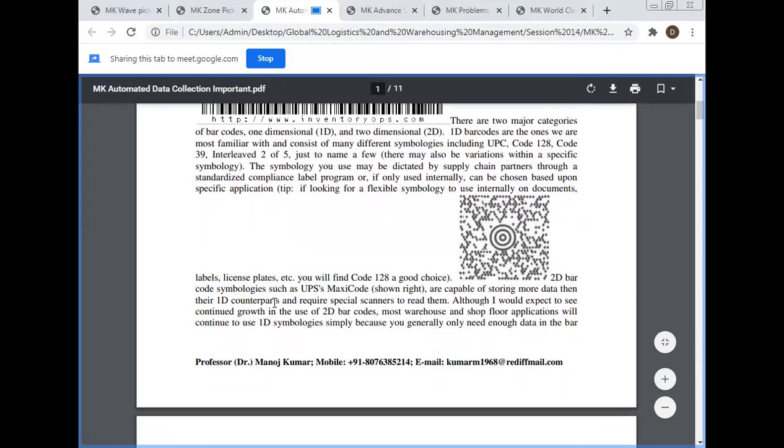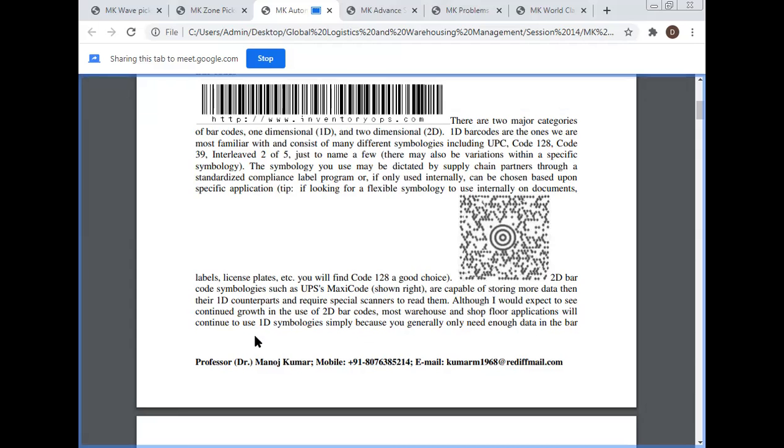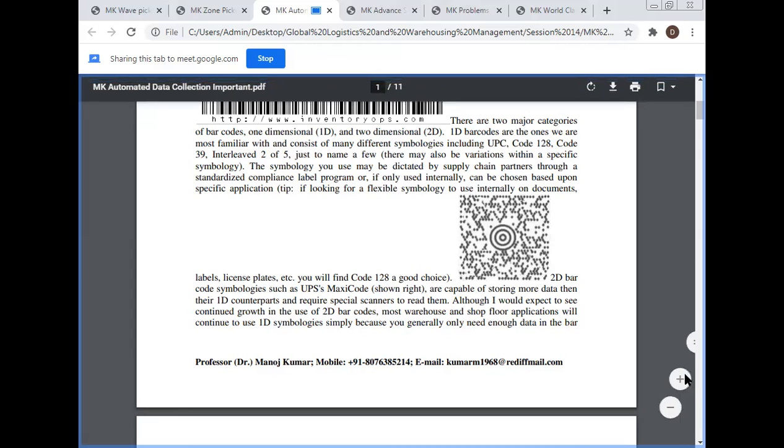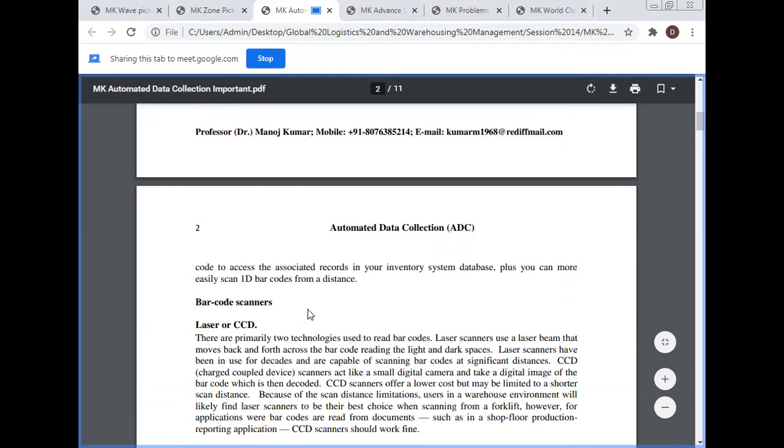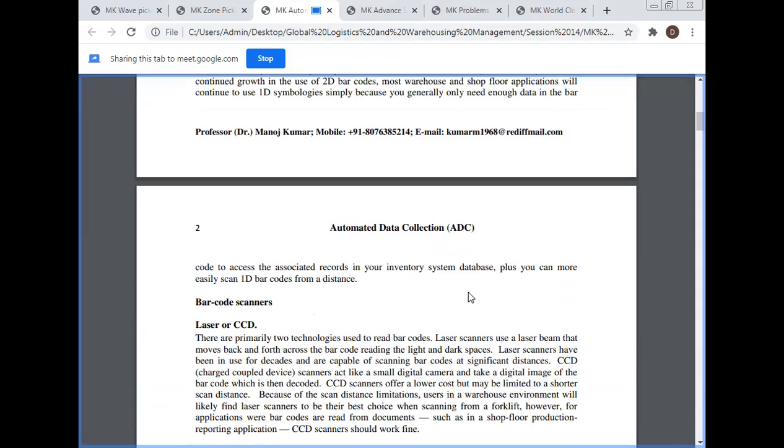2D barcode symbologies such as PDF417, MaxiCode, and DataMatrix are capable of storing more data than their 1D counterparts and require a special scanner to read them. Although I would expect to see continued growth in the use of 2D barcodes, most warehouse and shop floor applications will continue to use 1D symbologies, simply because you generally only need enough data in the barcode to access the associated record in your inventory system database, plus 1D barcodes are more easily scanned from a distance.